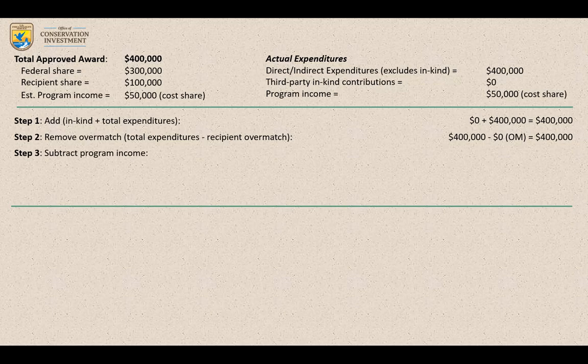In Step 3, the recipient takes the adjusted outlays from Step 2 and subtracts the total amount of program income that was earned during the award period of performance.